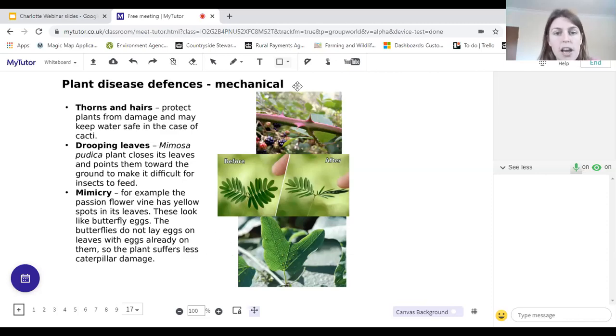So we've got a picture there of a bramble with lots of thorns on it. If you've ever tried to pick up a bramble or get through a bramble patch, it's very difficult because of the thorns, and it's the same for anything that wants to eat them.